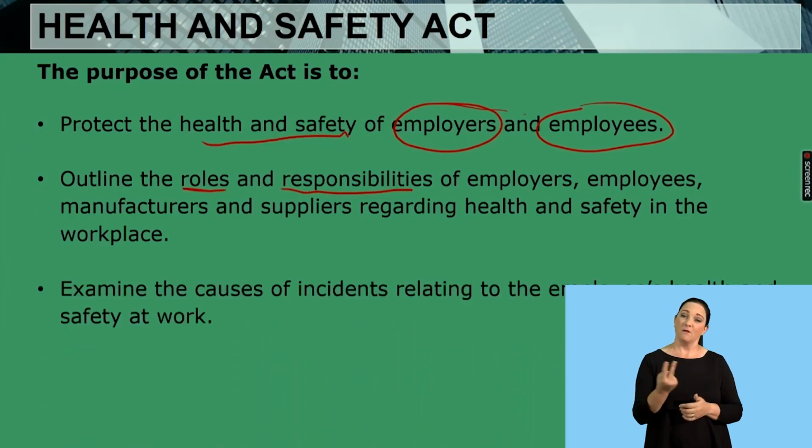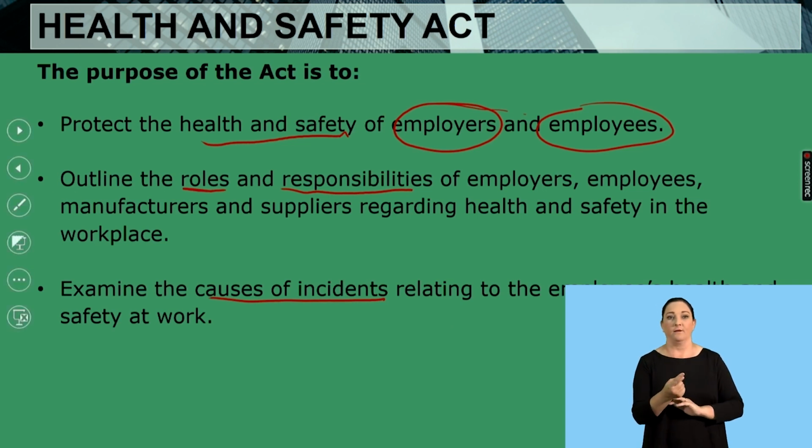The purpose is also to examine the causes of incidents relating to the employee's health and safety at work. So for instance, it might happen that I am injured while working in the workplace. So the Health and Safety Act says that I can claim when I have an injury. Now, before I can claim or get money, I then need to be examined. In simple terms, the Health and Safety Act is going to check whether indeed I was injured in the workplace, because it only is there to ensure that we are not harmed while we are working in the workplace.